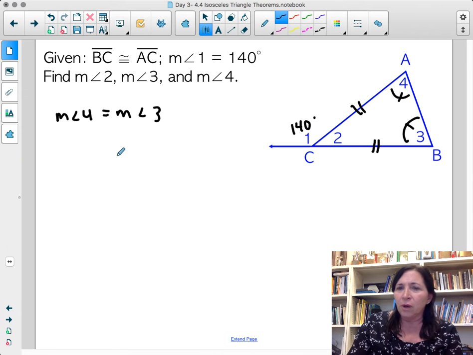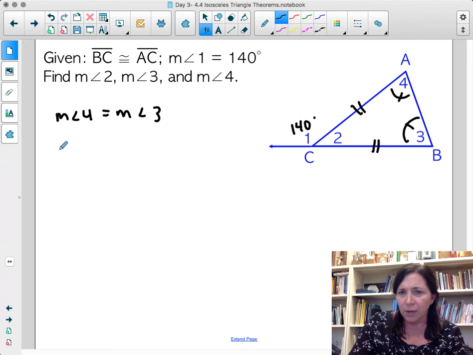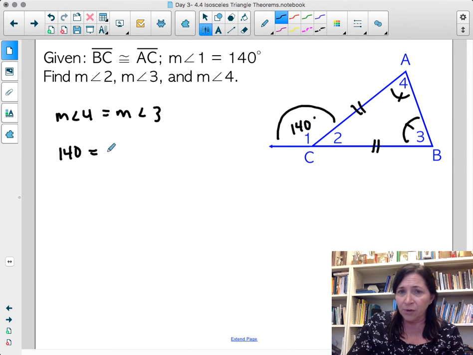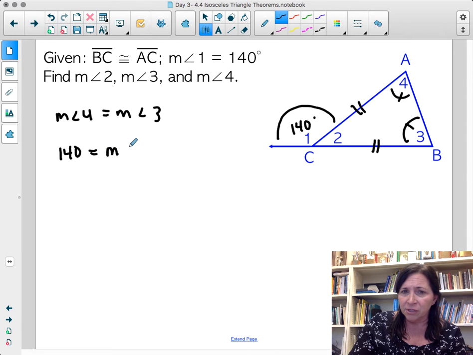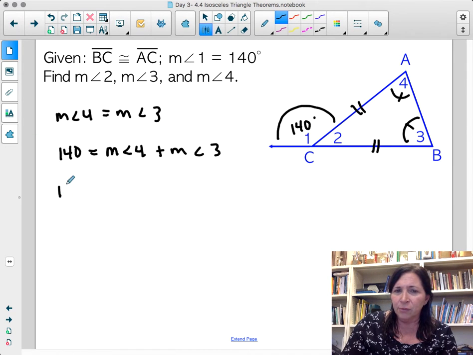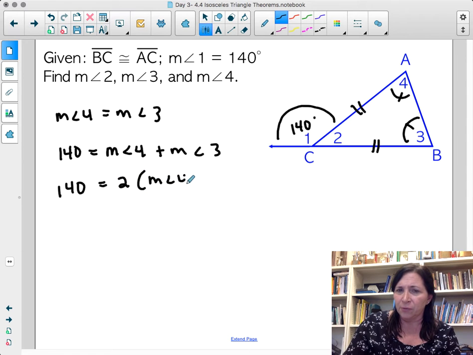You also know from the exterior angle theorem that angle 1, which is 140 degrees, see this angle out here? That is equal to the sum of the two remote interior angles. So 140 degrees is equal to the measure of angle 4 plus the measure of angle 3. Well, we also know that 4 and 3 are the same. So I can really say 140 degrees equals 2 times the measure of angle 4.